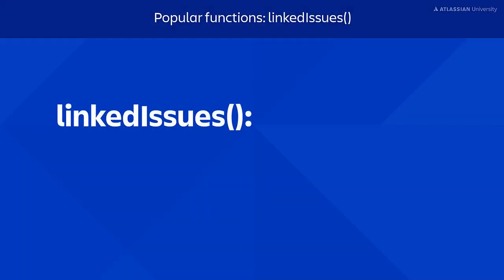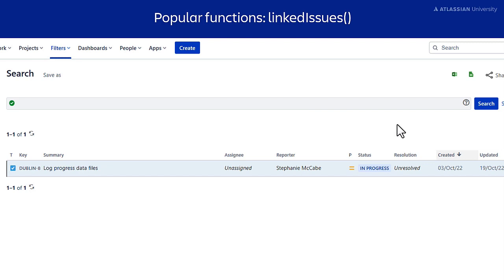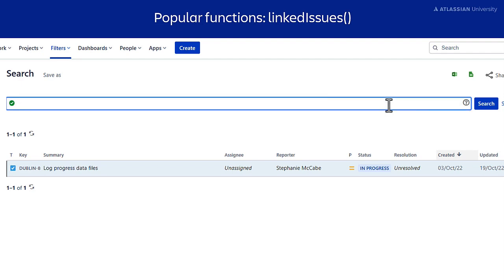The linked issues function returns all issues linked to another issue. For example, say you want to find all issues linked to the issue Dublin 7 in the Dublin project. Type the query issue in. Add in the function linked issues. Now add the issue Dublin 7 into the parentheses.